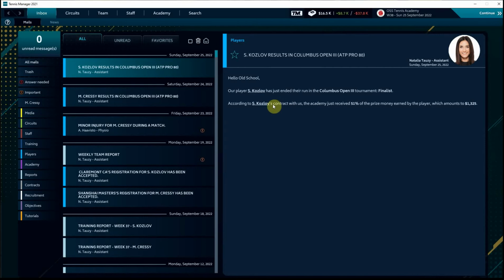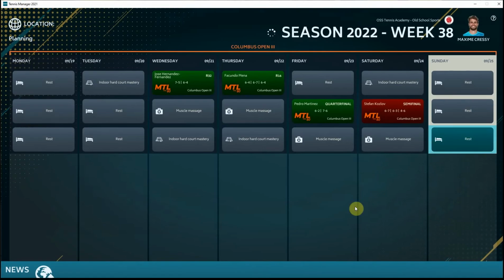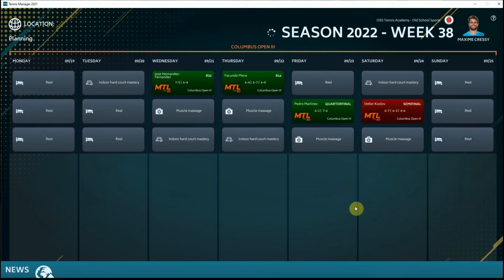Oh, they didn't let us, I guess because we were at the same tournament, they didn't let us simulate it. So unfortunate. Stefan only made it to the finals. Obviously a good result for him, but would hope to win when we're there. Did not happen this week, but a good result with a semifinalist and a finalist in this 80-level event among the two players at our academy.